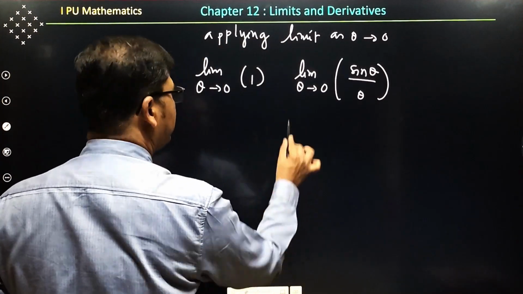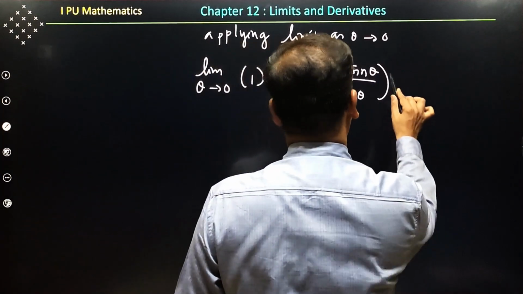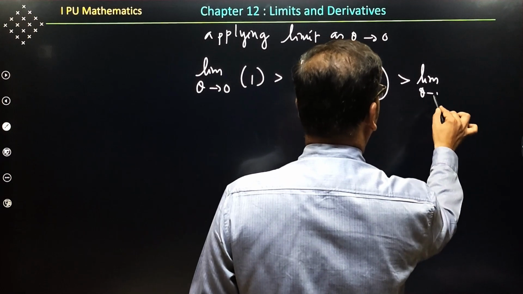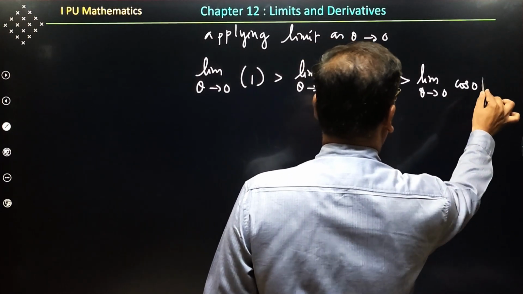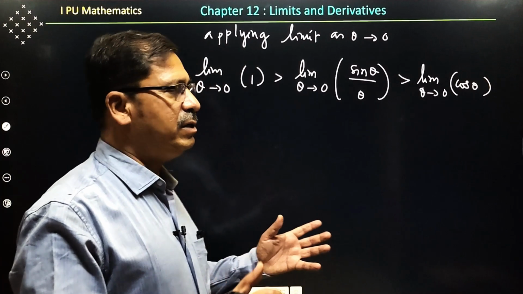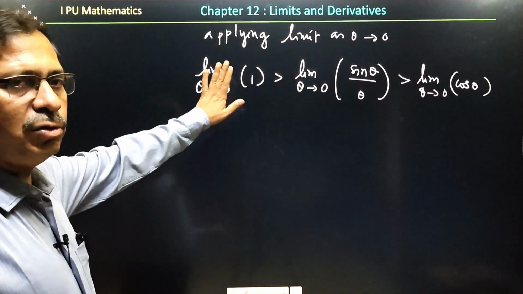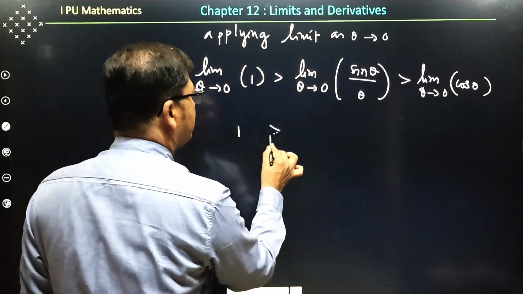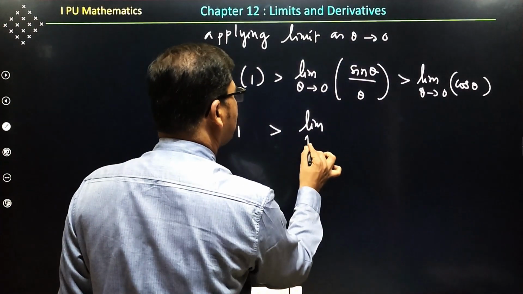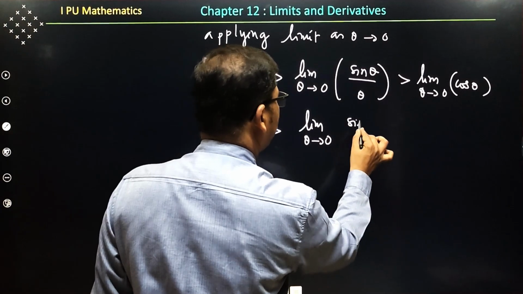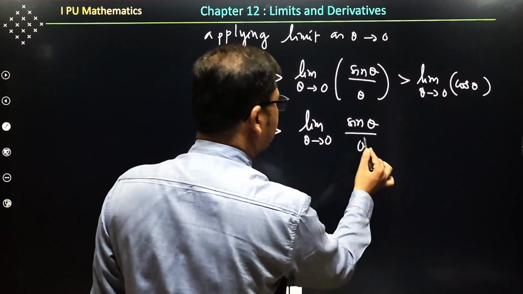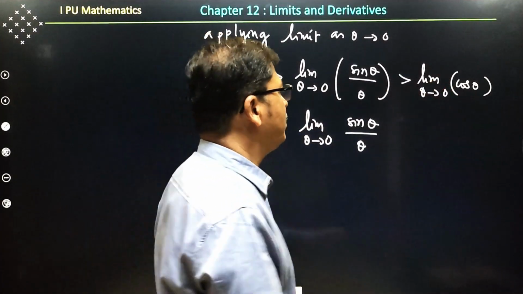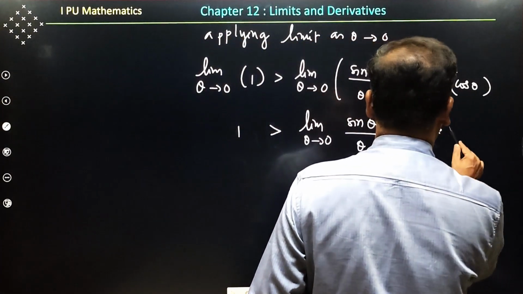Which is greater here. You write greater: limit theta tends to 0 of sin theta upon theta is greater than limit theta tends to 0 of cos theta. So let us evaluate separately here. Limit theta tends to 0 of 1, which is constant, so 1 only it is. Limit theta tends to 0 of sin theta upon theta, you keep it as it is, this is what we need to calculate. And then theta tends to 0, you substitute, this becomes cos 0.